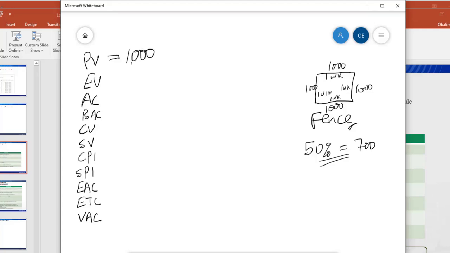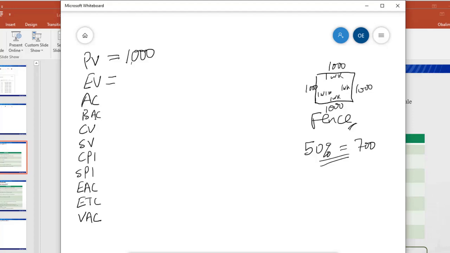Remember, planned value is how much we plan to spend on a periodic basis, which in this case is on a weekly basis. Now, earned value, from a layman's definition, is the amount of money that should have been spent based on the volume of work that was done.